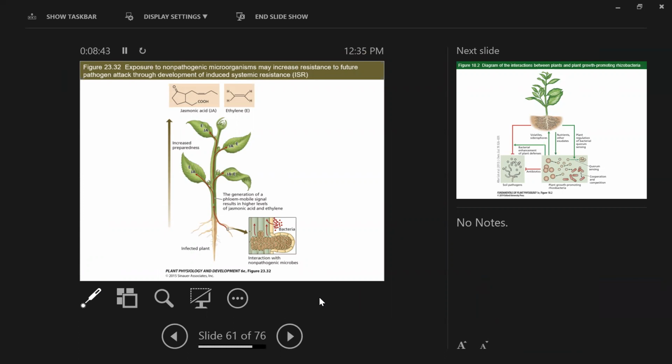So try to keep those two, the big picture idea, separate. ISR is induced from an outside entity, some bacteria or fungus hanging out with the plant. Whereas systemic acquired resistance, it's the plant going, oh, I'm getting chewed on, or a fungus is attacking me. I know what to do. And so it's the plant directly assessing.